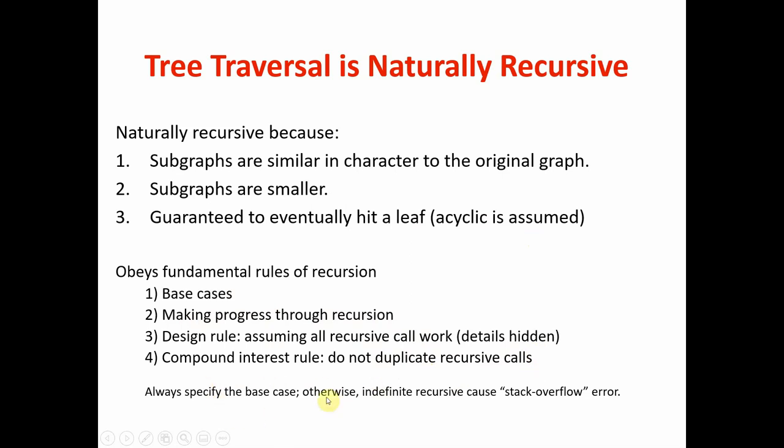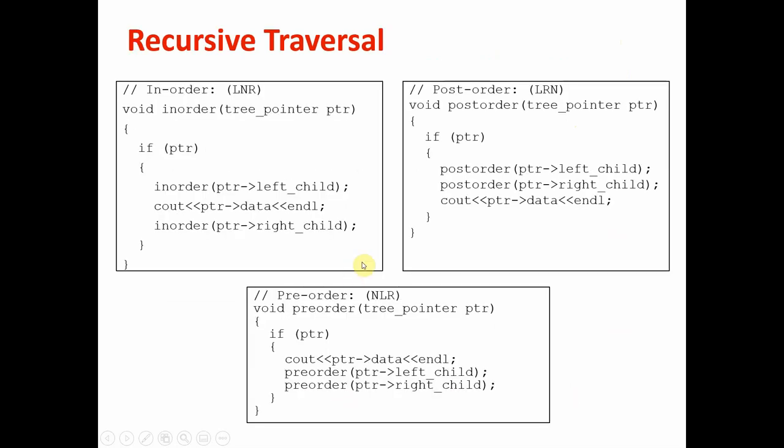So we always have to have a base case in recursion, remember that, otherwise you're going to have a stack overflow because your call stack is basically getting filled, right? And it occupies all the stack part of the memory, so you get a stack overflow. Okay, so this is how we can implement in-order, post-order, and pre-order traversal. It's very easy to implement recursively, right?